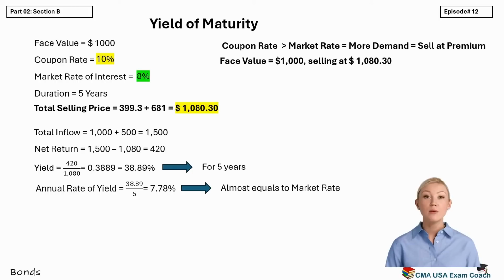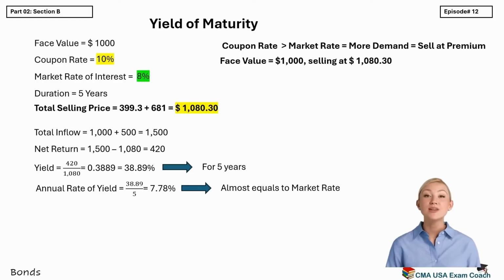In fact, whether a bond is purchased at a discount, premium, or par, the YTM will always tend to align closely with the prevailing market interest rate, assuming the bond is held to maturity. This is why yield to maturity is such a useful metric. It gives a true picture of the return, factoring in coupon, price, and time.